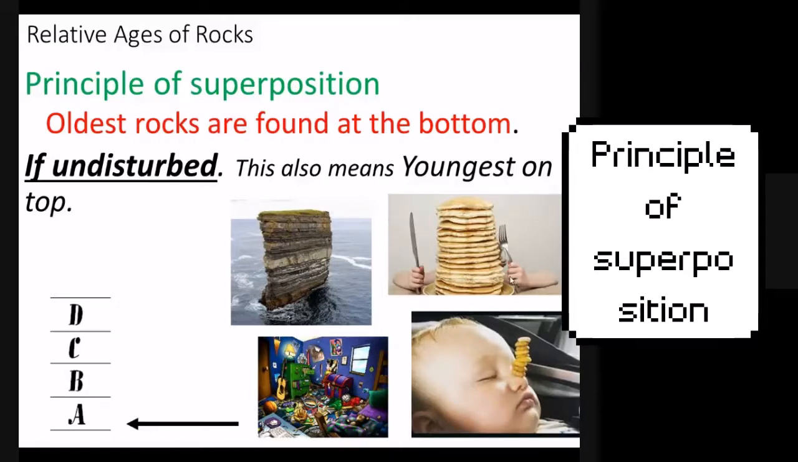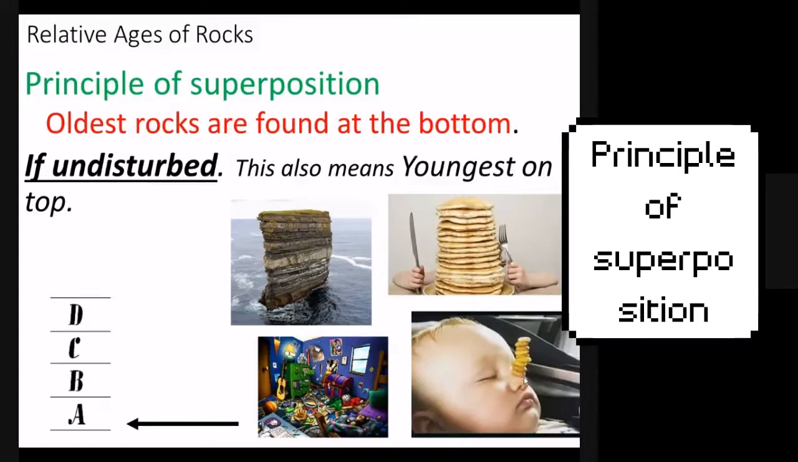The same thing can be said for objects in real life that are not rocks. For example, this stack of pancakes. If you took the pancake straight off the griddle and put it on a plate, the oldest pancake should be on the bottom, and the youngest pancake should be on the top. This was the last one made. This was the first one made. First rock made, last rock made.